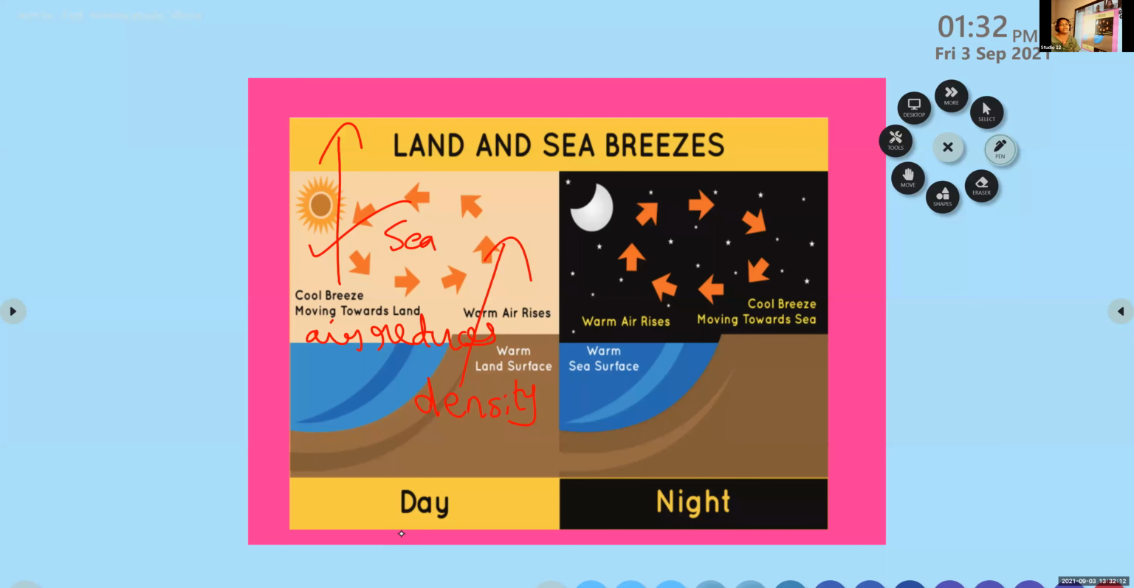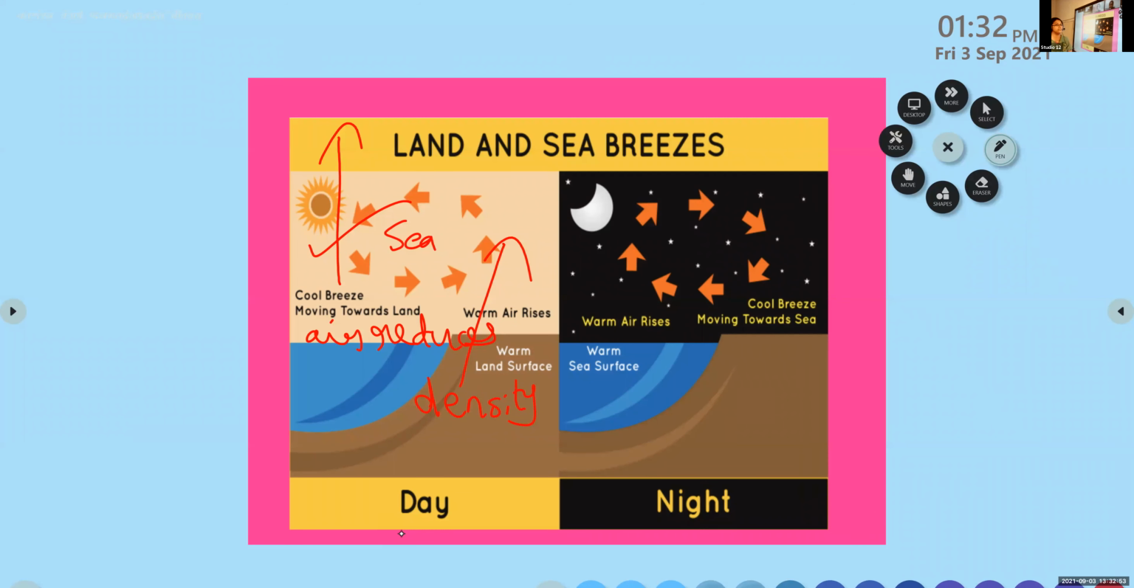Okay. So I repeat once again. During daytime, the air on the land becomes hotter than the sea due to sunlight. Hotter air reduces its density and moves upwards, and cooler air from the sea moves towards the land. This process continues till the sunlight disappears from the earth. So this is how sea breeze takes place. Okay. So cool breeze moves towards land, warm air rises. Did you get that? Any doubt regarding this?